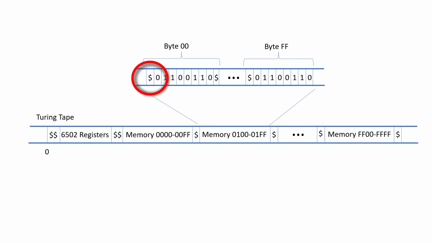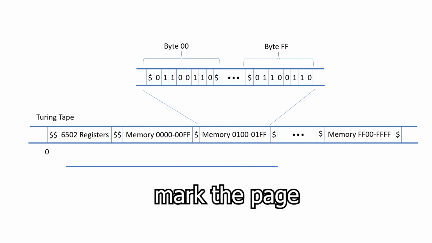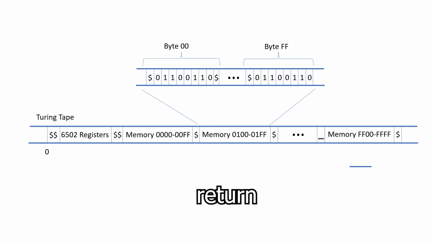Each byte has $1 in front of it. Each block of 256 bytes is called a page, and there's an extra $1 per page. Say I want to write to location FFFF in hexadecimal. First, I mark the start of the FF00 page. This requires about 1 million clocks.